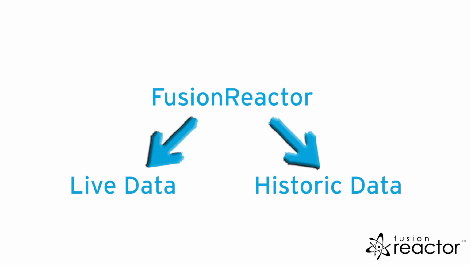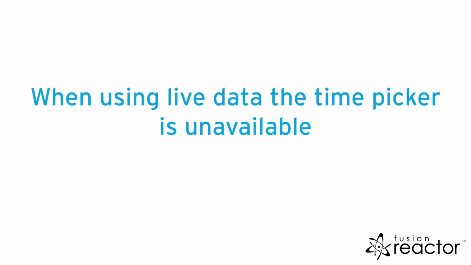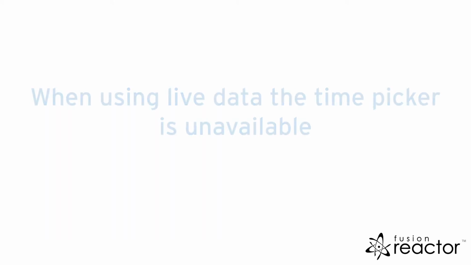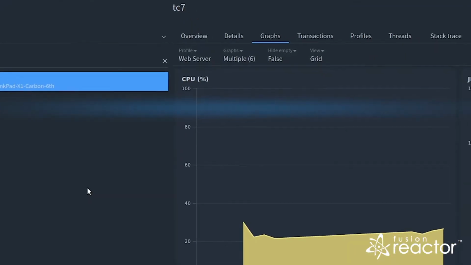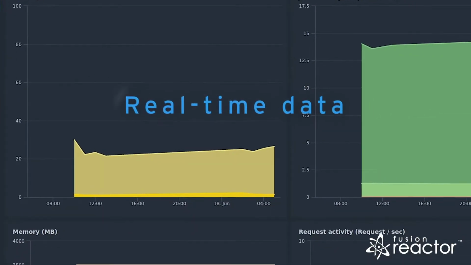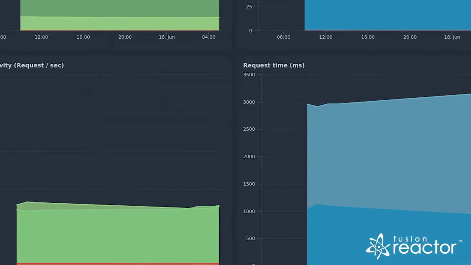Live and historic data. Live data is retrieved through a tunnel connecting the running instance to the cloud. When using the live data, you will see that the time picker is not available and you can only view the current time. The live data is available for most server metrics and transactions, which gives you the real-time data without having to wait for it to be sent to the cloud.